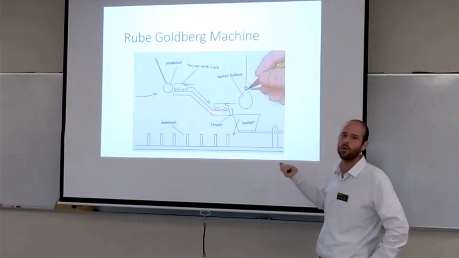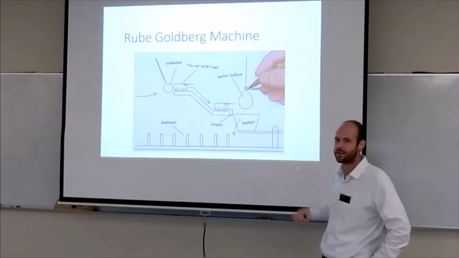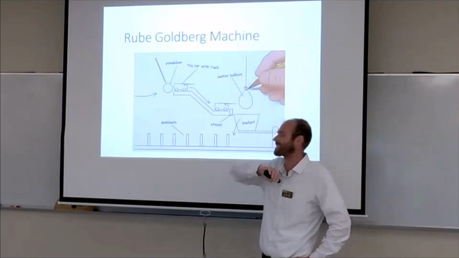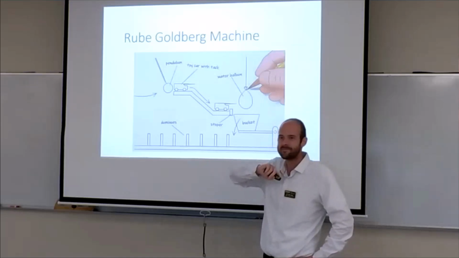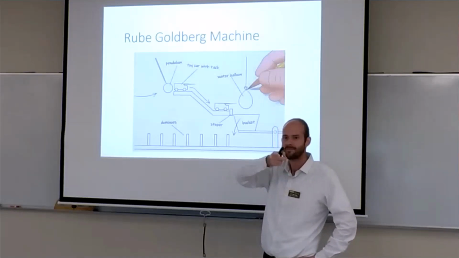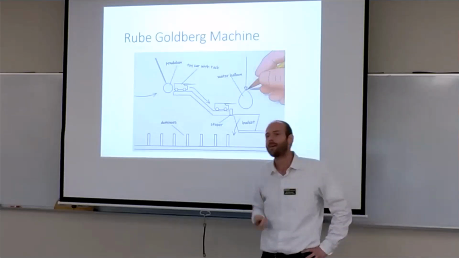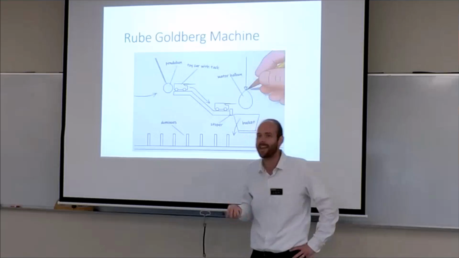Who's ever heard of a Rube Goldberg machine? Is that familiar? So what is it? Who wants to tell me what that is? An extremely complicated machine to achieve something simple. Yeah, an extremely complicated machine to do something simple, typically in a high number of steps, right?